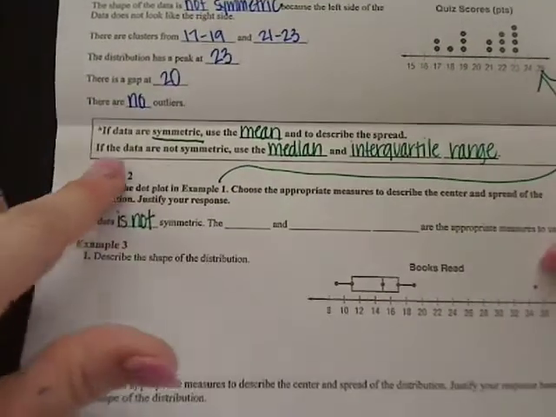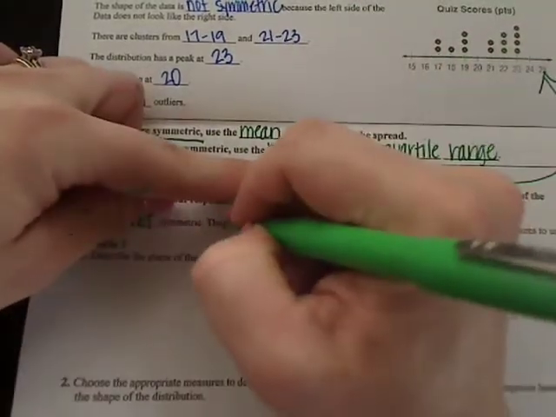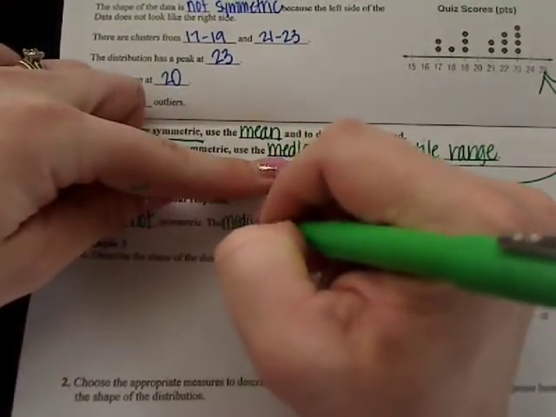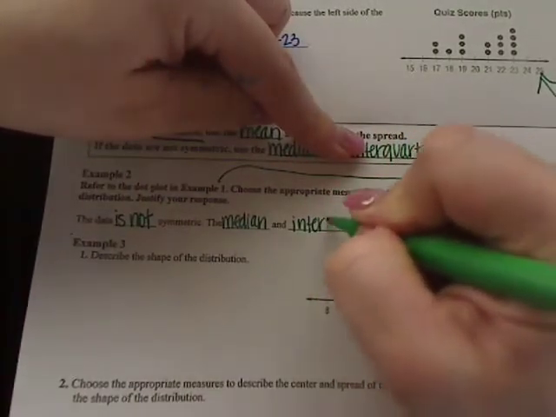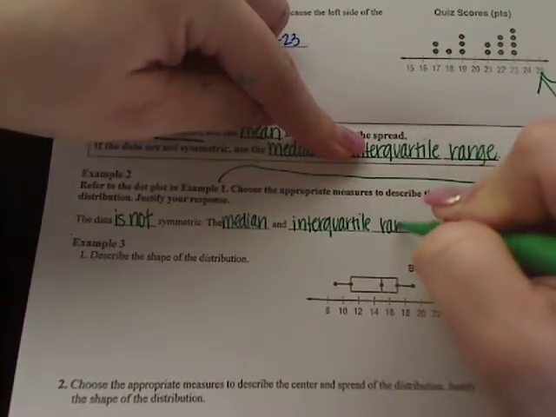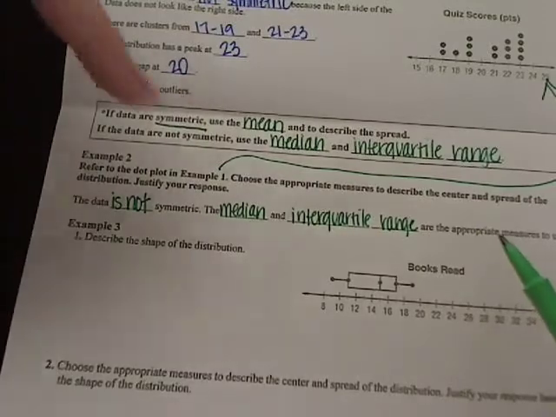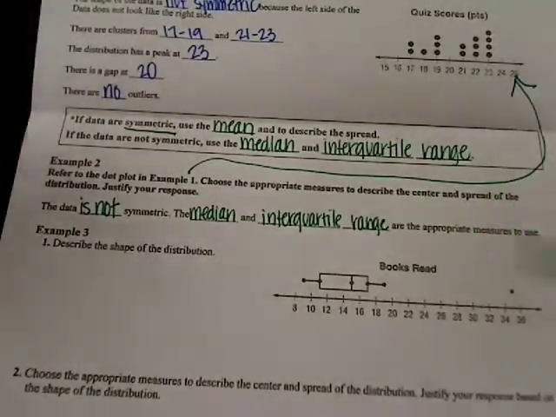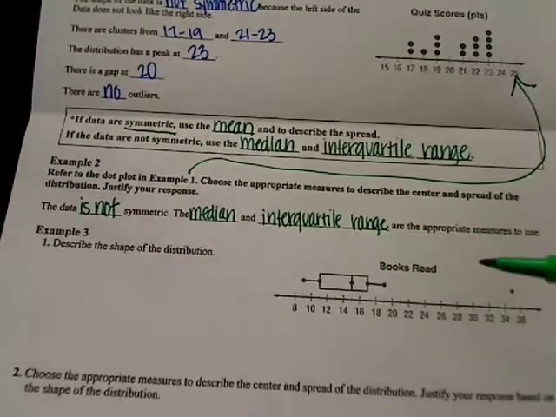So therefore, if the data was not symmetric, we are going to use the median and the interquartile range. Those are the most appropriate measures to use to describe that data.